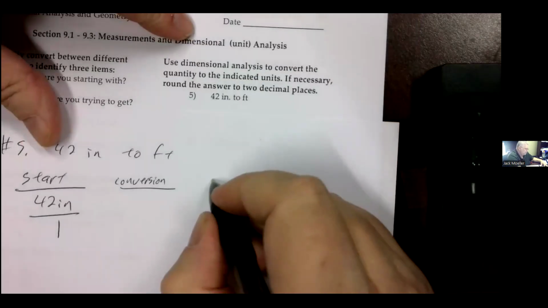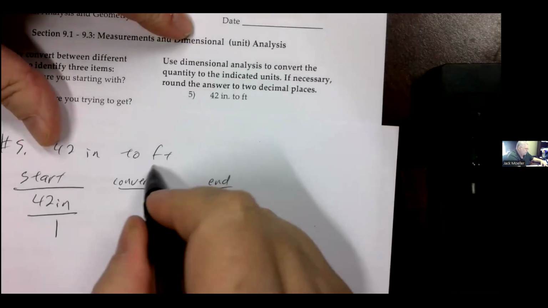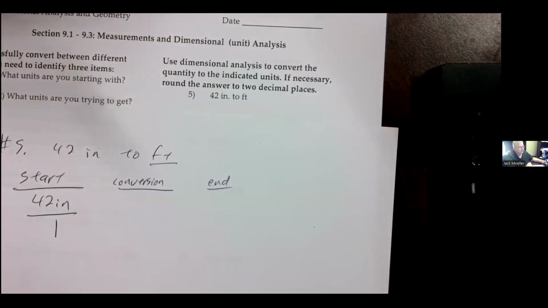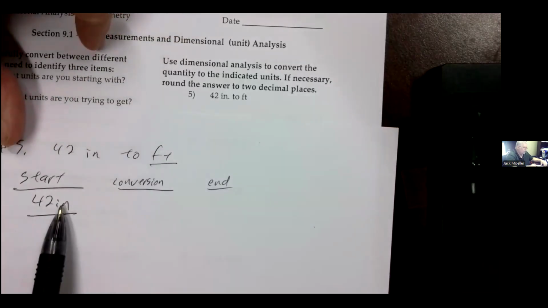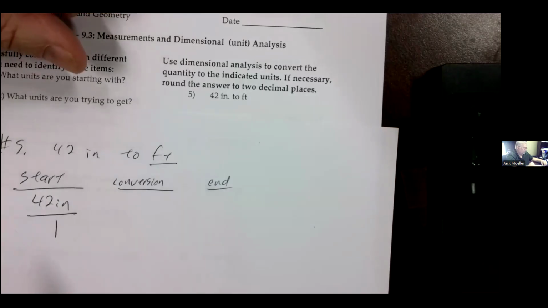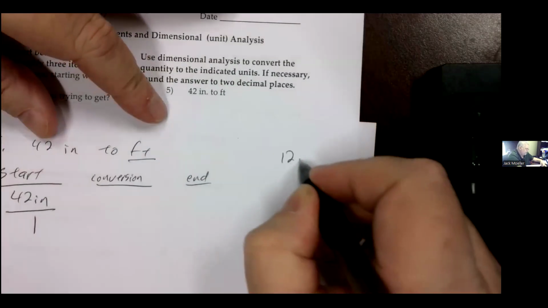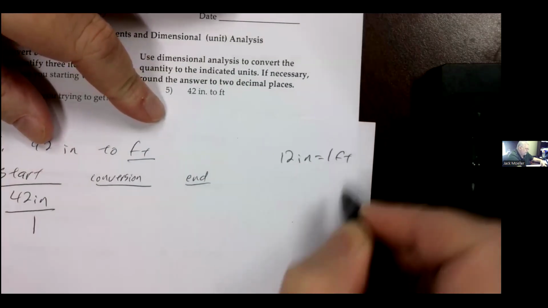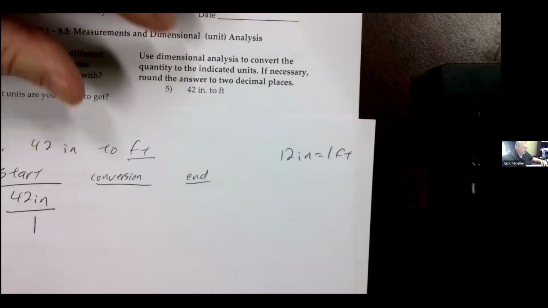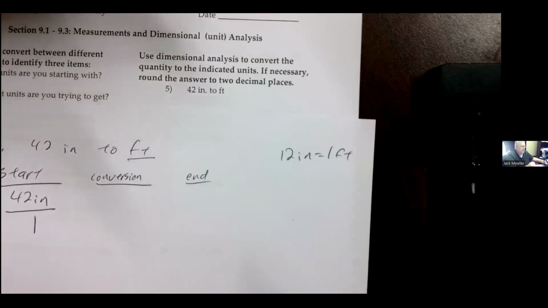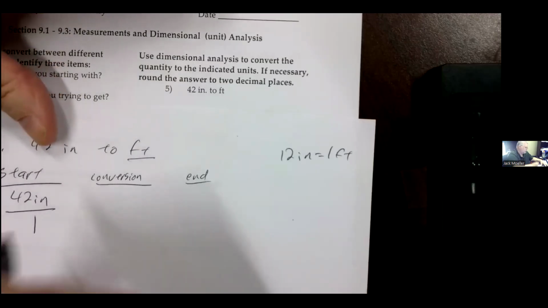And then where do we end? Well, we know we're trying to get to feet. So once we get to feet, we're done. So how do we go from inches to feet? Well, to go from inches to feet, you have to know that 12 inches is 1 foot. Now, notice I'm doing it on the side here at the moment because the question is, are we going to multiply by 12 or are we going to divide by 12? This is where fractions are your friend.